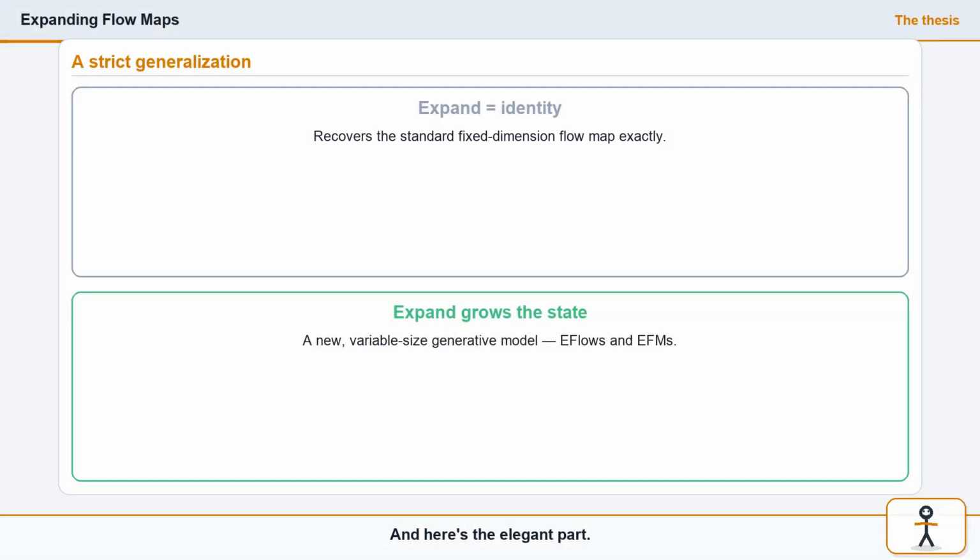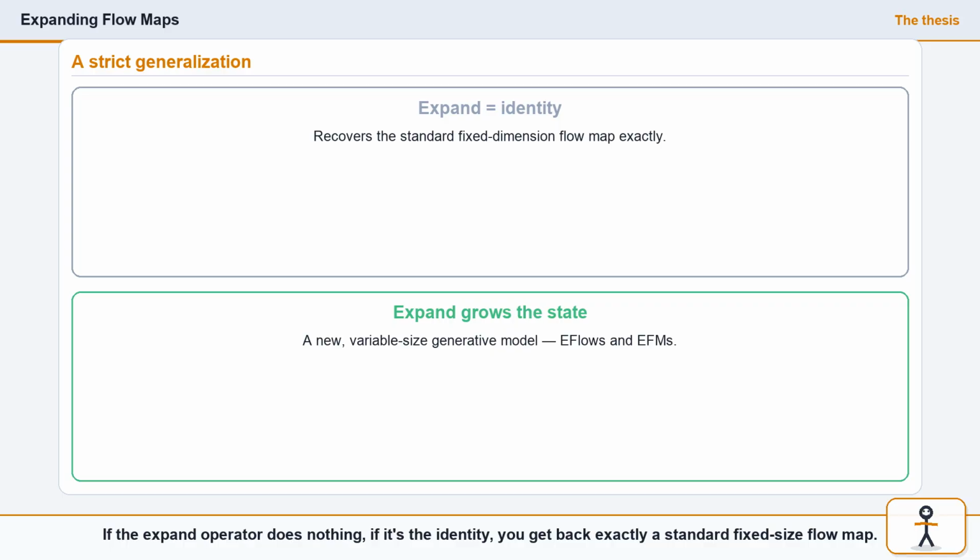And here's the elegant part. If the expand operator does nothing, if it's the identity, you get back exactly a standard fixed-size flow map. So this isn't a competing method, it's a strict generalization. Fixed canvas generation is just the special case where the canvas never grows.